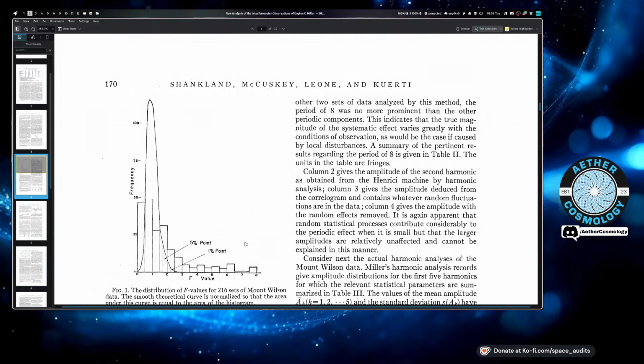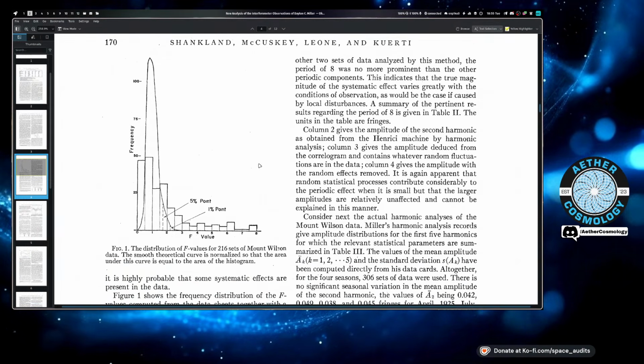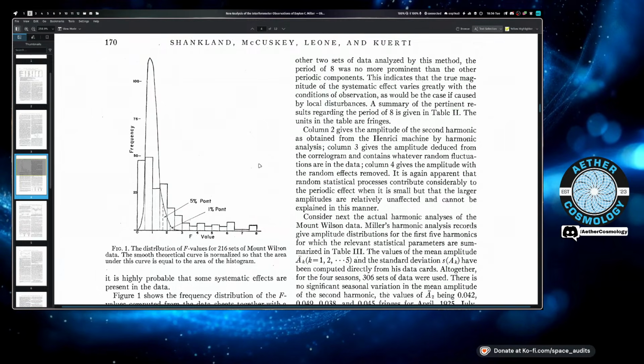A summary of the pertinent results regarding the period of 8 is given in Table 2. The units in the table are fringes. Column 2 is the amplitude of the second harmonic as obtained by the Hollerith machine in the harmonic analysis. Column 3 is the amplitude deduced from the correlogram and contains whatever random fluctuations are in the data. Column 4 gives the amplitude with the random effects removed. It is again apparent that the random statistical processes contribute considerably to the periodic effect when it is small, but the larger amplitudes are relatively unaffected and cannot be explained in this manner.